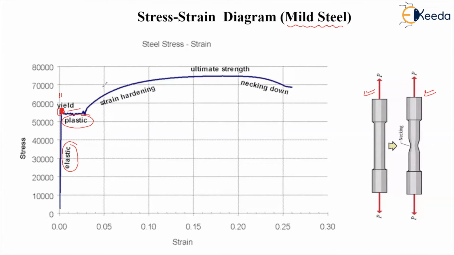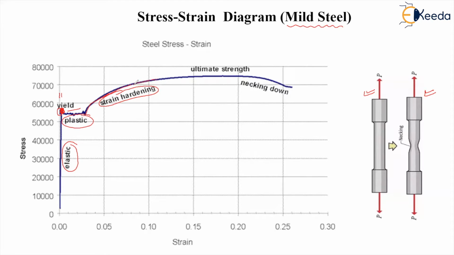And then on further applying the load, strain hardening takes place, right? Strain hardening shows that the stress increases. More load is applied to gain the strain, right? So suddenly strain hardening is there. You can study in material science why strain hardening takes place. This is the typical nature of the material, mainly mild steel, that there is some strain hardening.